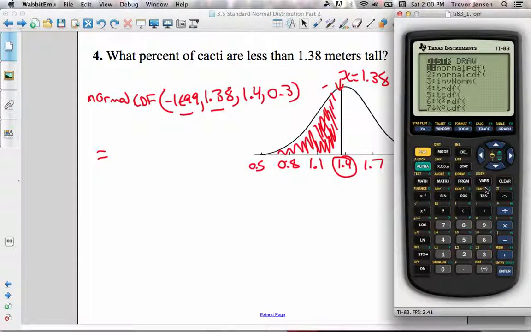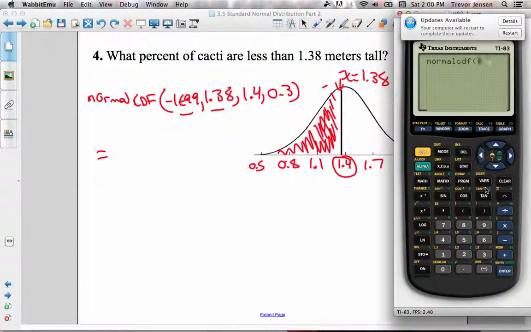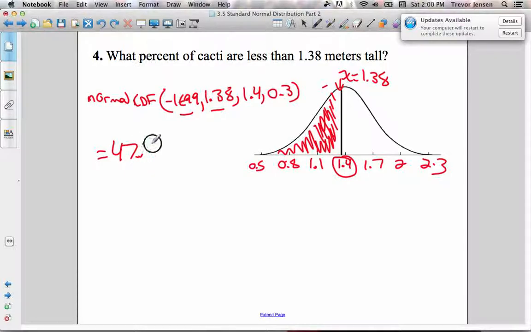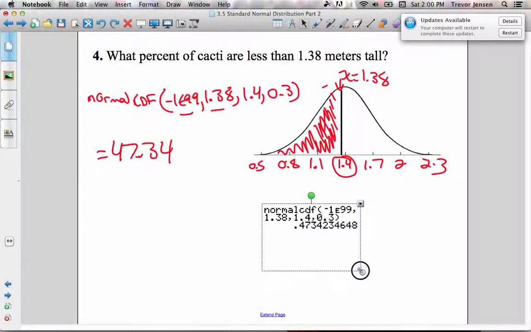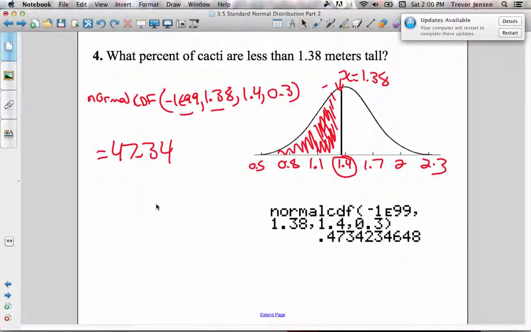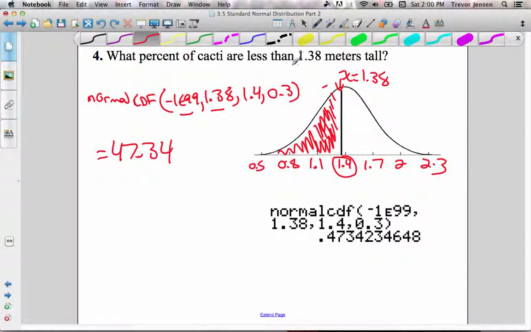Okay, so if we do that, second vars normalcdf between negative infinity, so you do negative 1, and then e is above the comma, then 99, comma 1.38 is our right boundary, comma 1.4 is the mean, comma 0.3 is the standard deviation. Close the bracket, enter. It tells us 47.34% of the cacti. 47.34. Let me bring this here for you so you can see it. 47.34% of the cacti would have a height less than 1.38 meters tall.